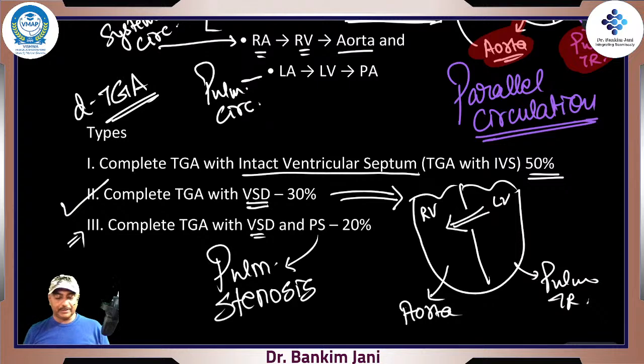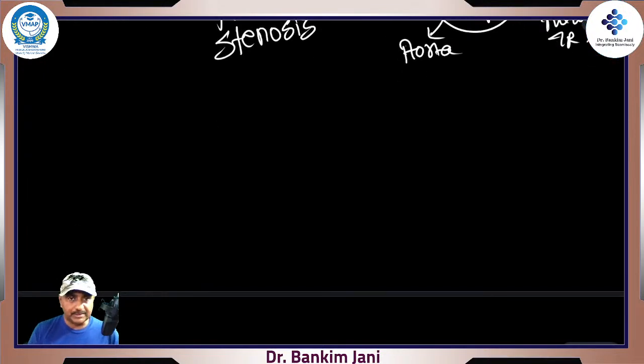See, in the beginning I told you that in case of these cyanotic systems, there would be all possible combinations, right? So complete TGA with intact ventricular septum. From this point onwards, we'll be saying IVS, intact ventricular septum, right? 50% of the cases. VSD 30%, and VSD and pulmonary stenosis both, that is 20%. It changes everything, right? The complete hemodynamics change.